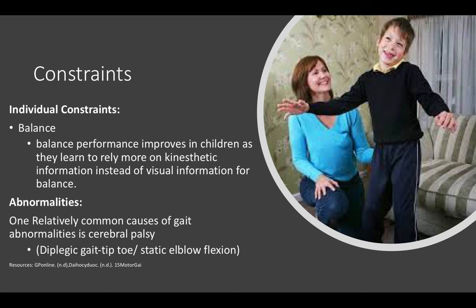And abnormalities, typically we see, not too common, but it does happen, cerebral palsy, which is a neuromuscular disease that can be characterized by a diplegic gait, which you can't really see with this child here, although he does have cerebral palsy. But usually they'll be on their toes and more of a flexion at the elbow, and it's a static flexion with the arm flexors.